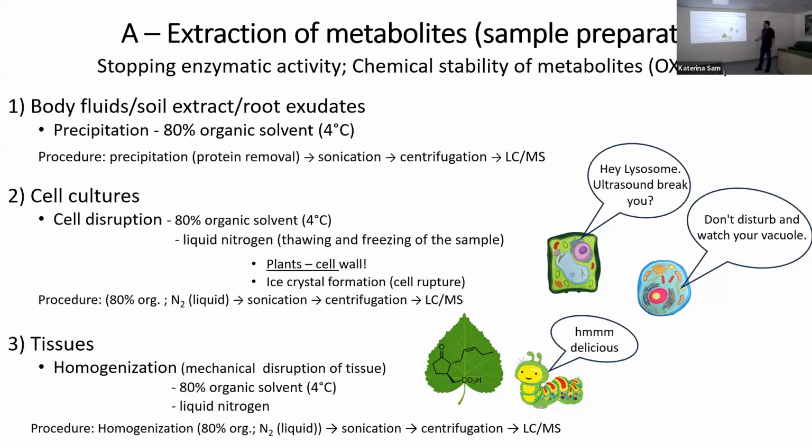The last is the extraction from the tissue. For you, it's the typical extraction from animals or from leaves. In this tissue, we must homogenize the sample very well, because the distribution of the metabolites is different. Typically, we use organic solvents for stopping the enzymatic activity, and in the second step we use the freeze and thaw procedure, and then we continue with sonication, centrifugation, and then LCMS analysis.